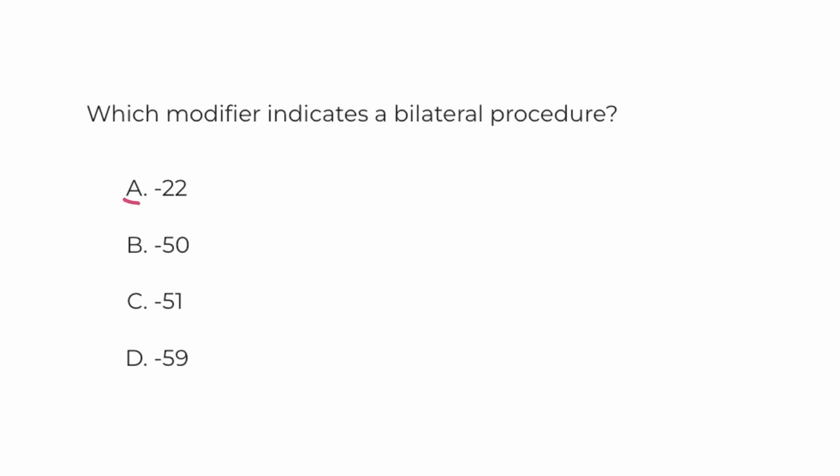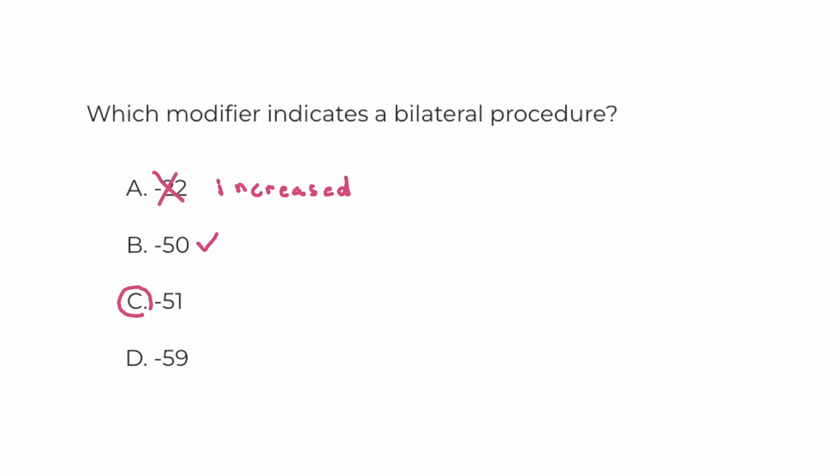First of all, we can start with A, minus 22, which is not our correct answer. This modifier indicates increased procedural services and not a bilateral procedure. So A is not correct. Then we have B, minus 50, and this is indeed our correct answer. Minus 50 is the modifier that indicates a bilateral procedure. Simple as that. But let's cover these other modifiers just to make sure we understand.